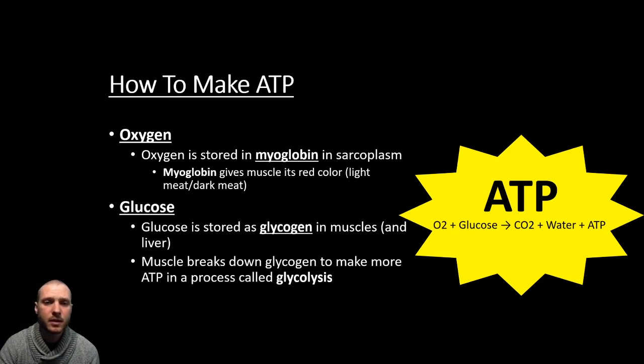The second ingredient is going to be glucose. Glucose is what we're going to ingest through our diet to feed this reaction. And because glucose is also important for this, muscles are going to have their own store of it in a protein called glycogen. Glycogen you'll find both in muscles as well as the liver. When muscle breaks down the glycogen, it makes more ATP in a process called glycolysis, which we're going to look at next.